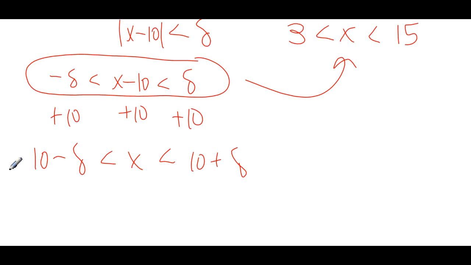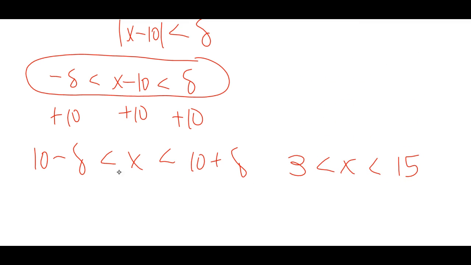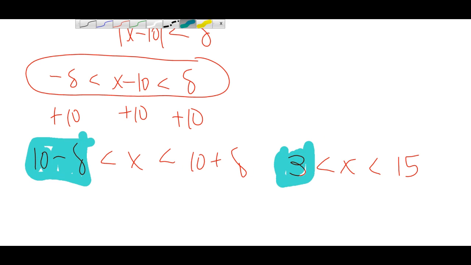Now this has an appearance that looks very much like what we have up here. Let me grab it and pull it down here. x is in the middle, and there are these two pieces right here on the left and right. This is to the left of the x. Well, so is this. So what does that mean? That means that 10 minus delta is equal to 3.